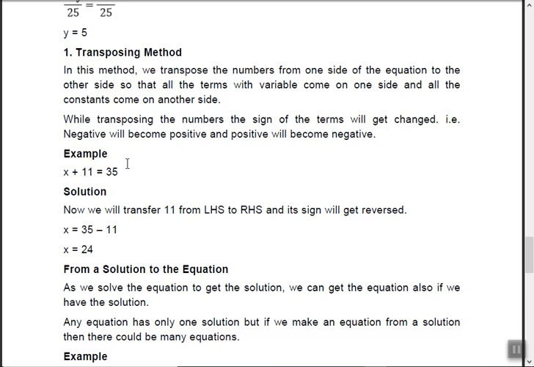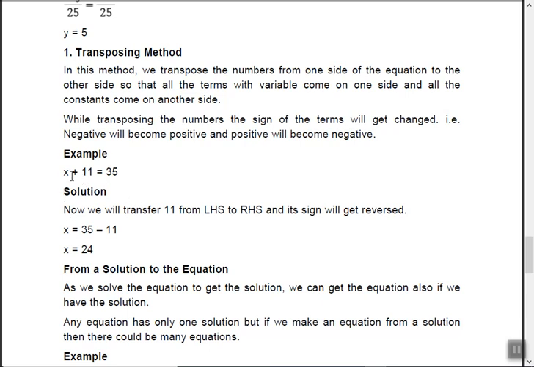We won't subtract it from both the sides. We'll directly take this 11 and bring it to the other side. So what happens? x equals this plus 11 goes on the other side and the sign changes. It becomes minus 11, so it becomes 35 minus 11, that is 24. One step is reduced in that.